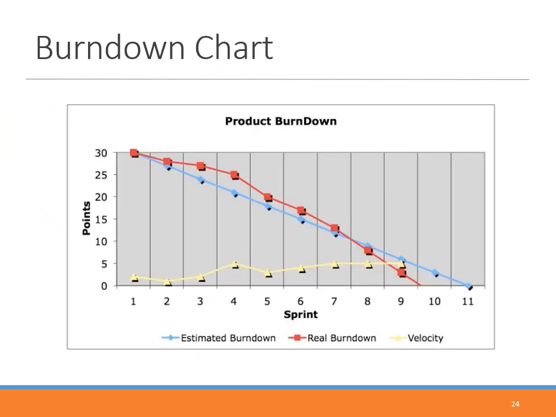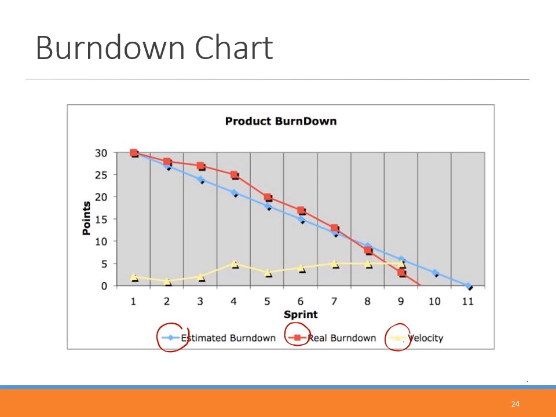This is another example of a burn down chart. It is drawn by some other software, or you can even use Excel to draw it. You can see from this example there are three lines. First is the estimated burn down in the blue line, and the second is the real burn down. The yellow one is the velocity of the team. This is a very good way of representing the work remaining and the velocity of the team.